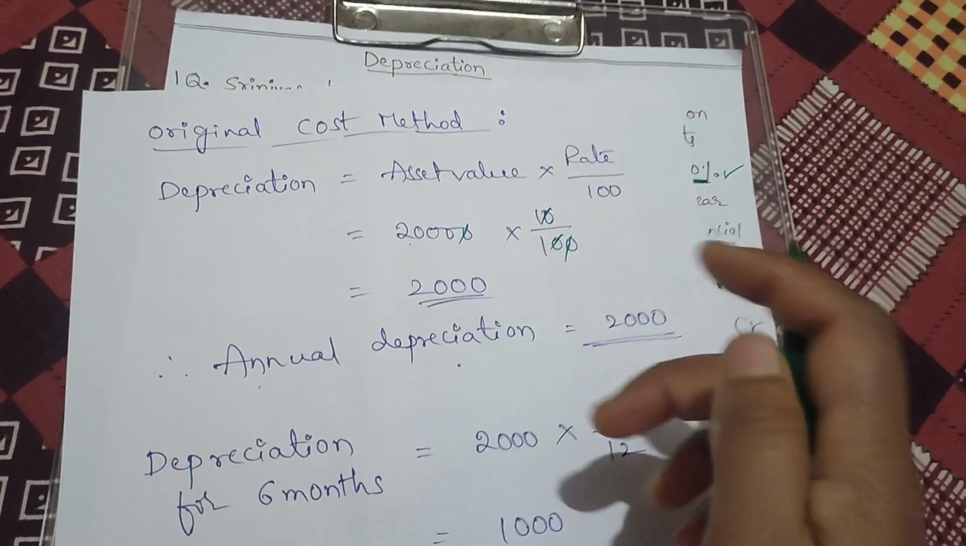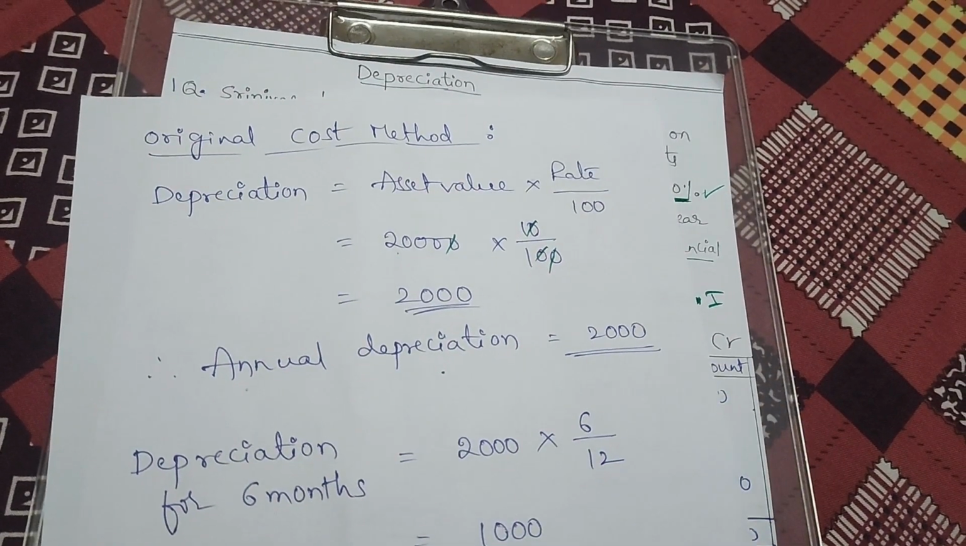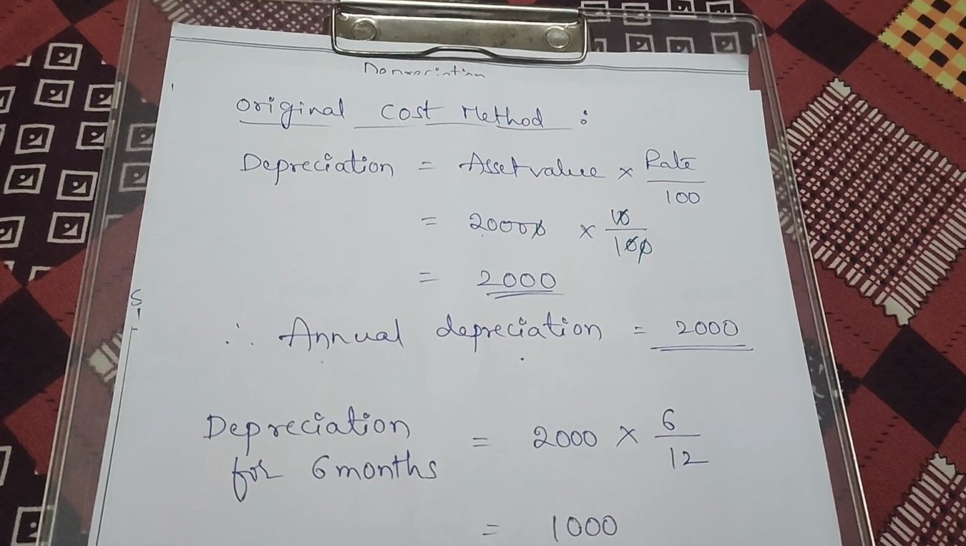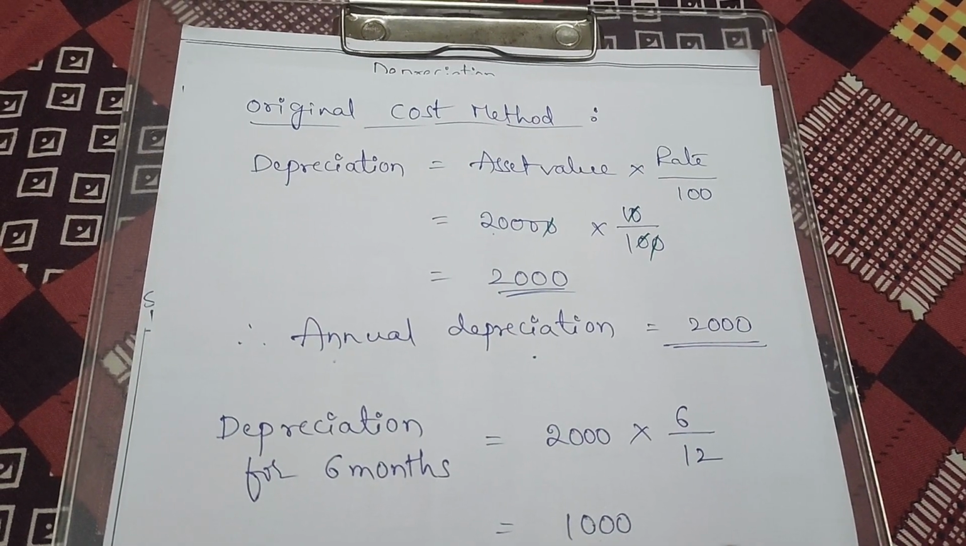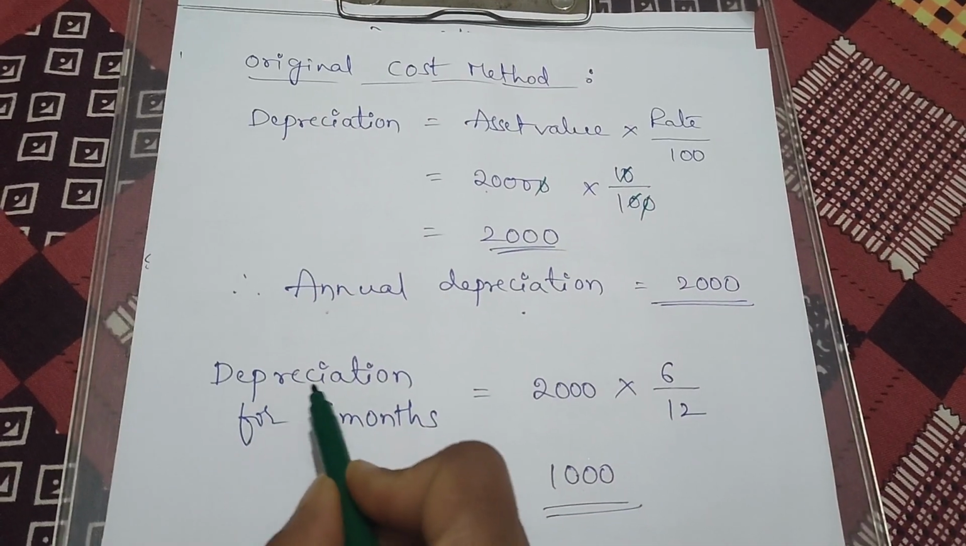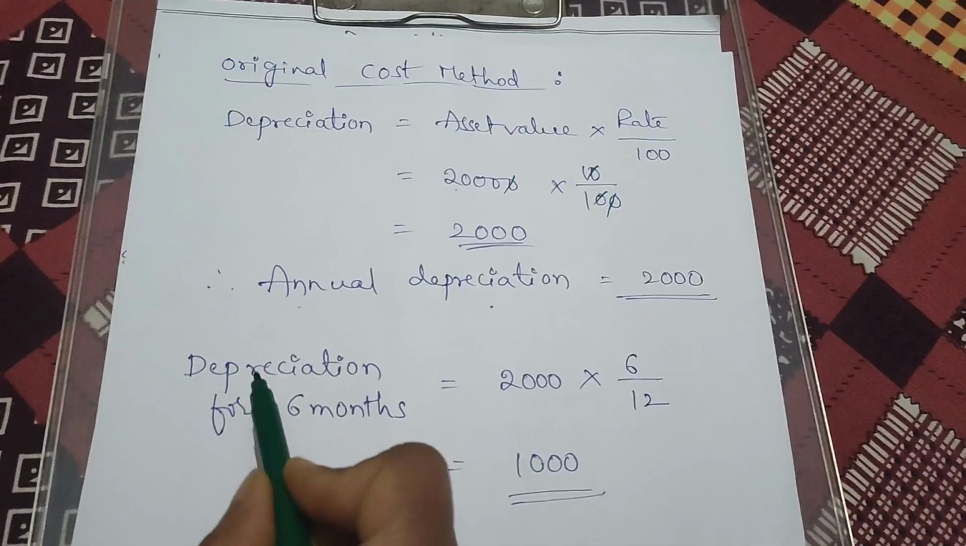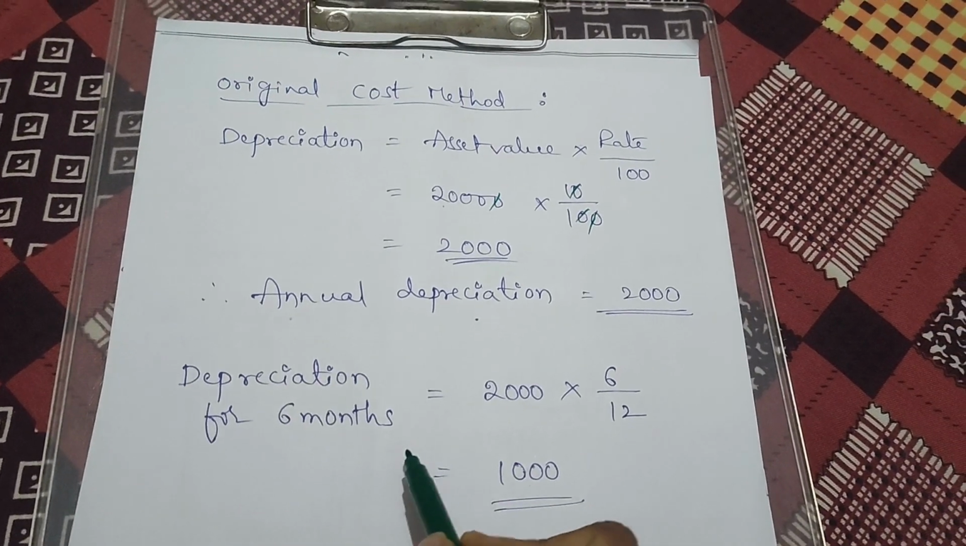So we can't take depreciation of 2,000 because 2,000 is annual depreciation. So how much can we take? We can take only for 6 months because depreciation should be calculated only for used months. So let us calculate depreciation for 6 months now. Annual means 12 months depreciation. Depreciation for 6 months, how to calculate?